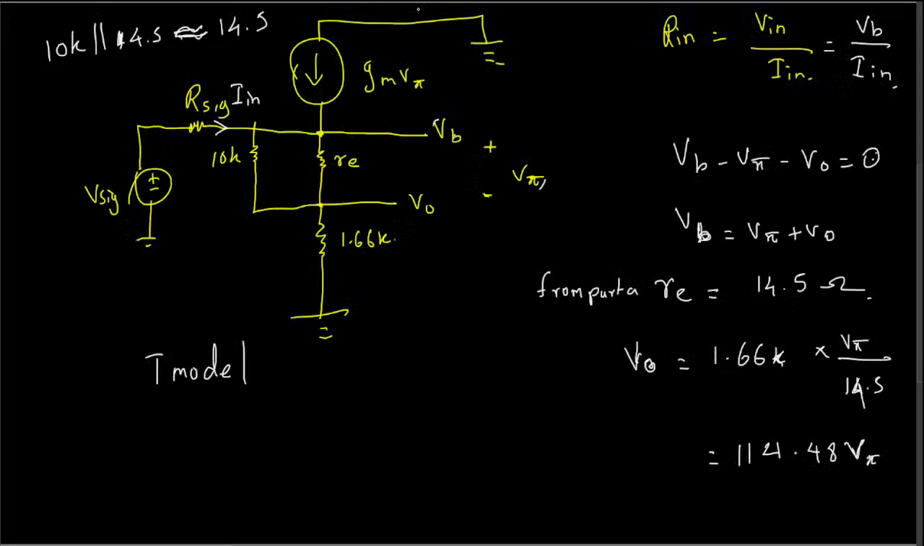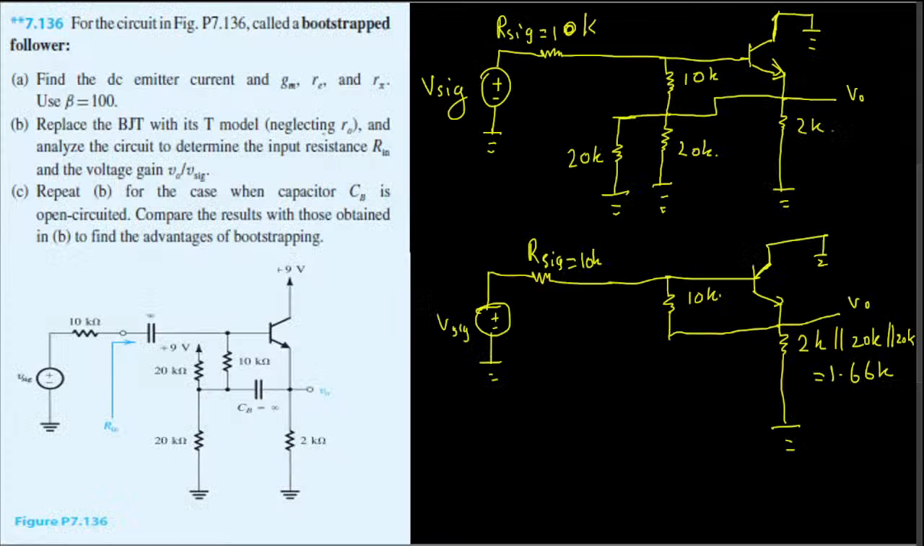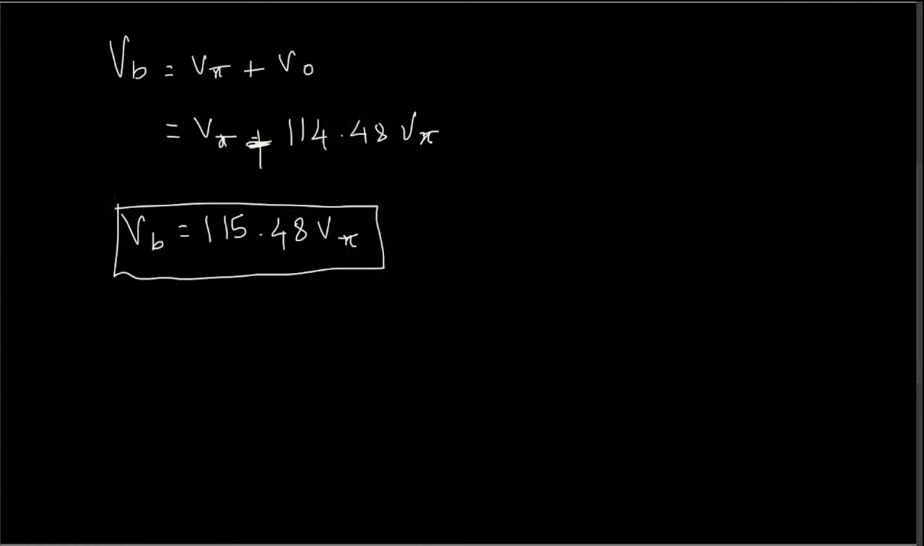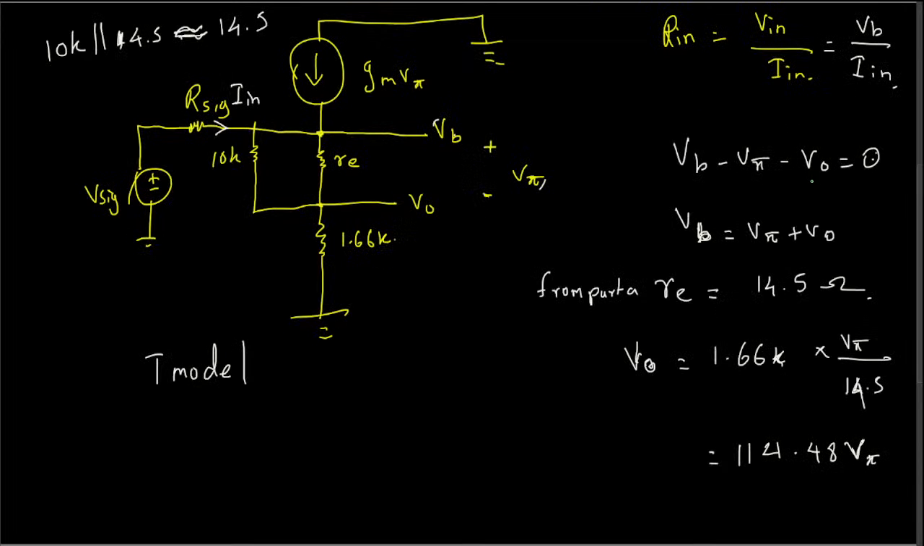Okay, but let's see what else we need. We are doing this because we need to find the input resistance, R in. That's what the question is asking for. The input resistance is VB divided by I in. So we have the VB expression, and let's see what the I in expression is.